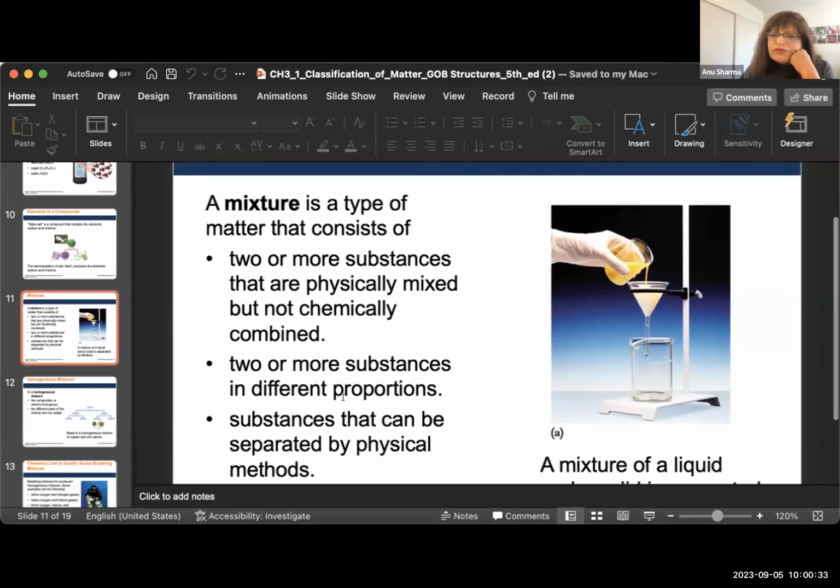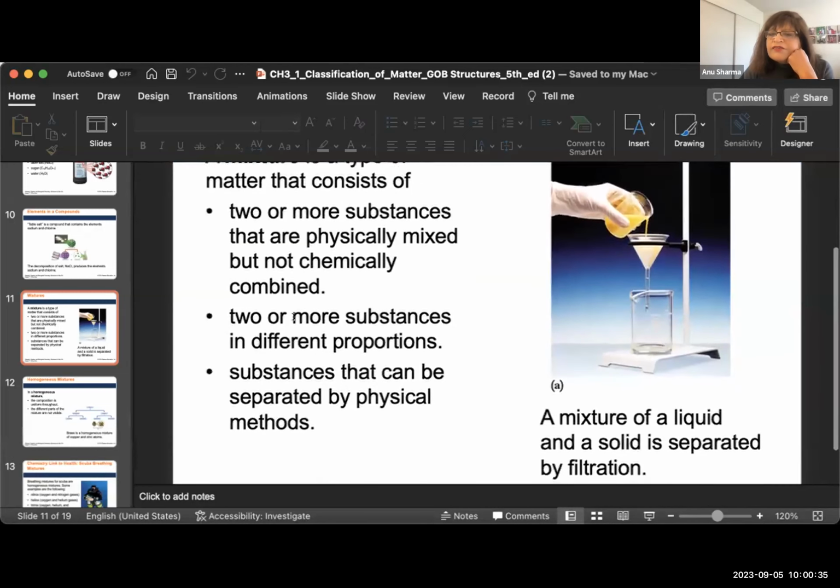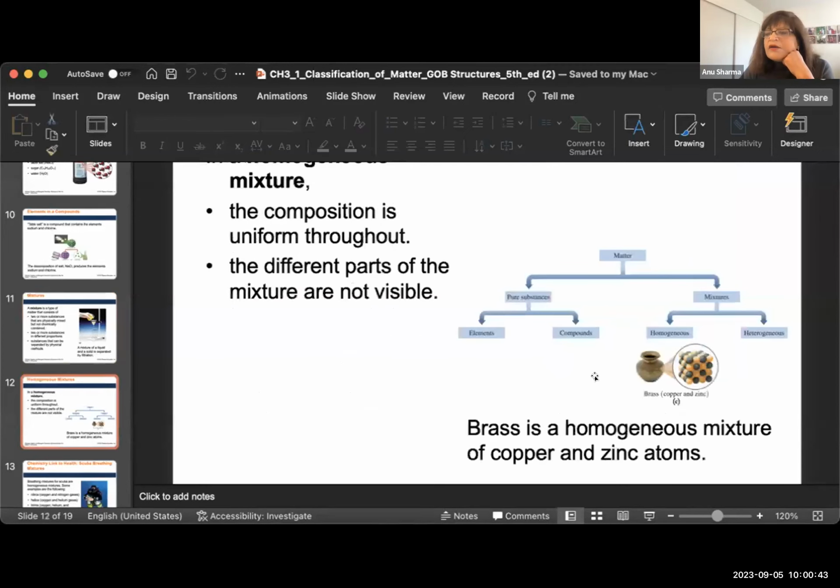No matter what, two or more different substances, whatever their proportions are, it doesn't matter. But physical methods are simple methods where you can separate the mixtures. Now, here are two types of mixtures. One is the homogeneous mixture, the other is a heterogeneous mixture. Homogeneous mixtures look the same.